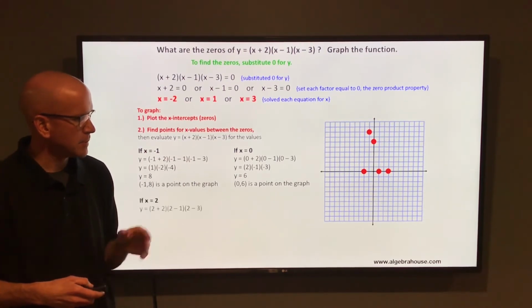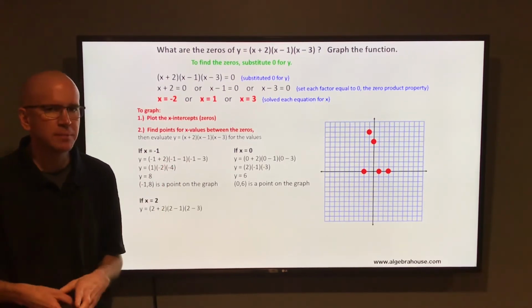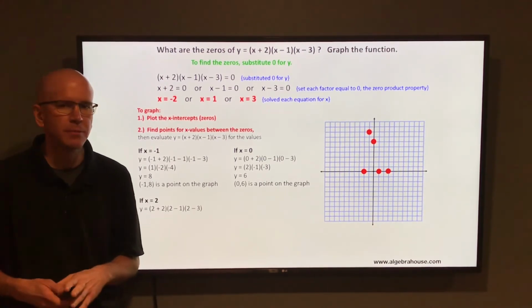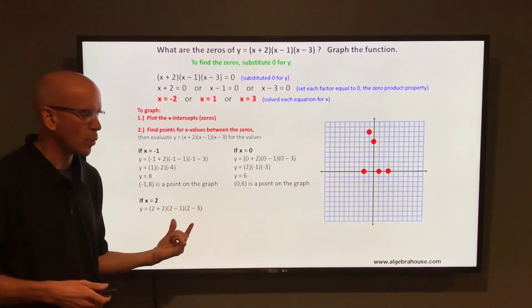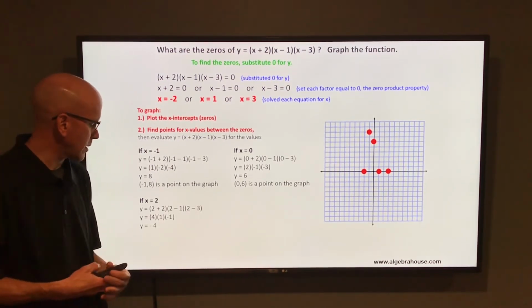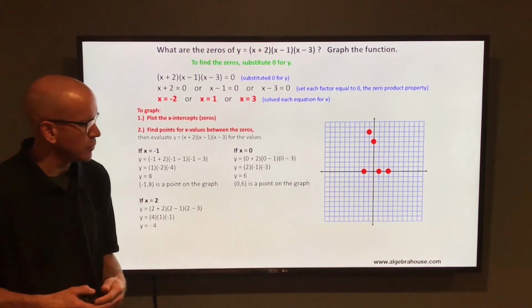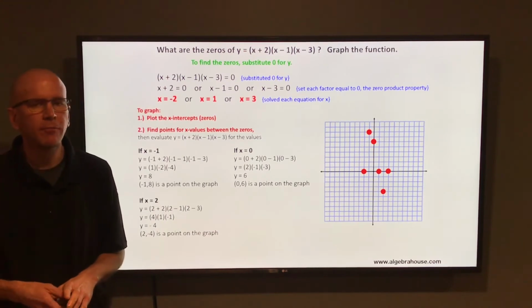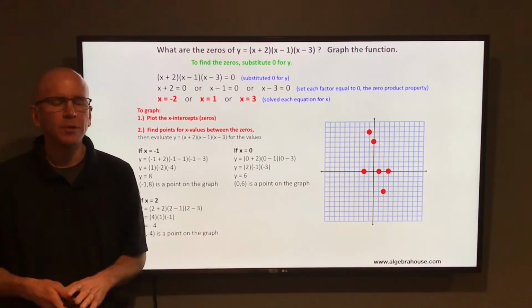Finally, substitute 2 in for x. So if you substitute 2 in for x, replace the x's with 2's. It's going to be 2 plus 2 times 2 minus 1 times 2 minus 3. Work through that. That would be 4 times 1 times negative 1. And that turns out to be negative 4. So when x is 2, y is negative 4. Go to the right 2 and down 4. Now you have a lot of points on the graph.